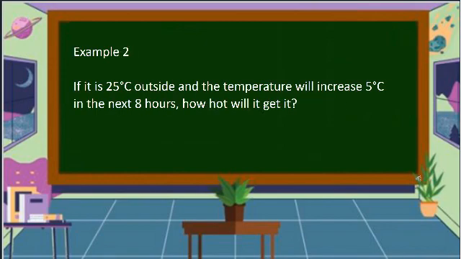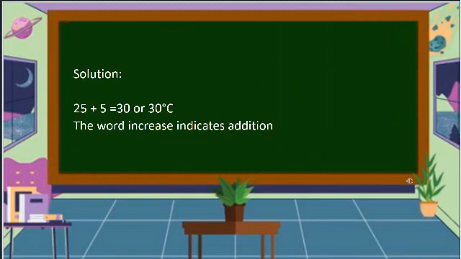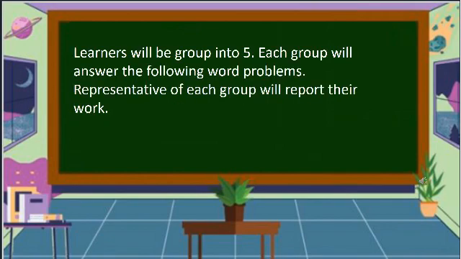For example, number two, if it is 25 degrees Celsius outside and the temperature will increase 5 degrees Celsius in the next 8 hours, how hot will it get? For our solution, we have here 25 degrees Celsius and 5 degrees Celsius. So 25 plus 5, the answer is 30 or 30 degrees Celsius. And the word increase indicates addition.